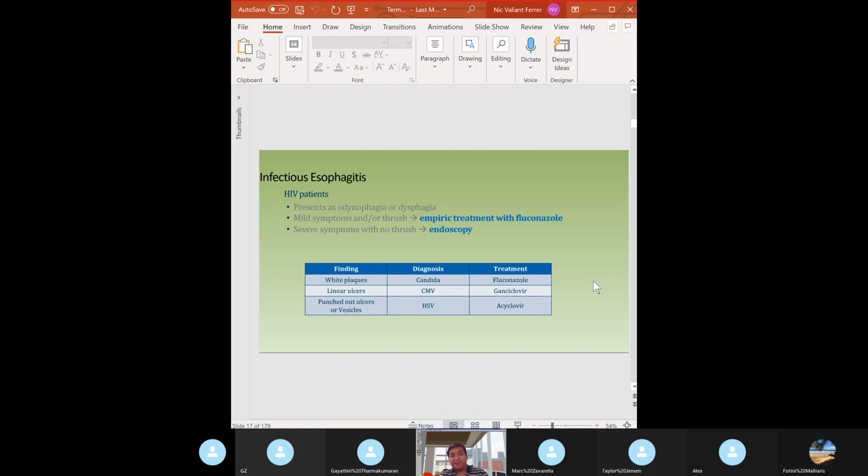So linear ulcers, CMV, and then punch out ulcers or vesicles, HSV. What's the difference between HSV1 and HSV2? Where can we see HSV1? HSV1 is mainly oral and HSV2 is mainly genital. Exactly. Can they mix? Yes, of course, because humans are very creative.